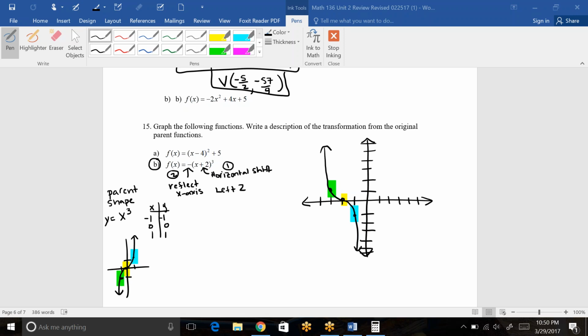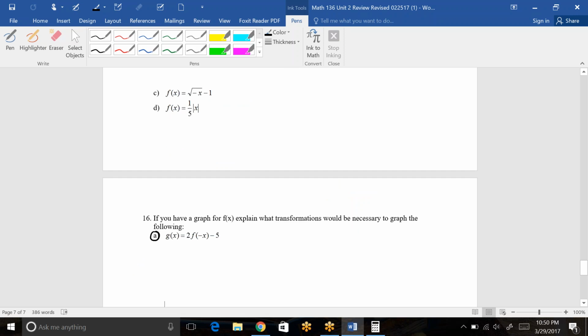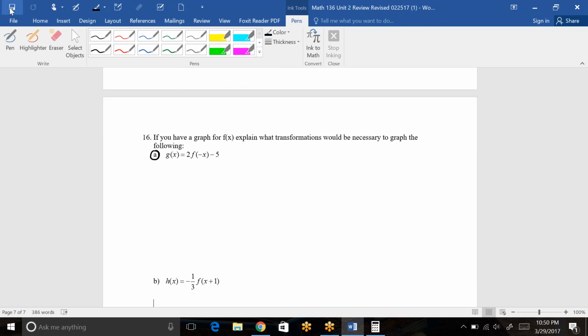All right, let's look at our last question, which someone asked about 16A. Let me go ahead and save that real quick before I go on. While that's saving, I'll read the directions. It says, if you have a graph of f of x, so we don't even care about graphing this one. They're just saying if you already have the graph, and this is what the function looked like, explain the transformations necessary to graph it. Okay, so we have to dissect the 3 things that are not just f of x.